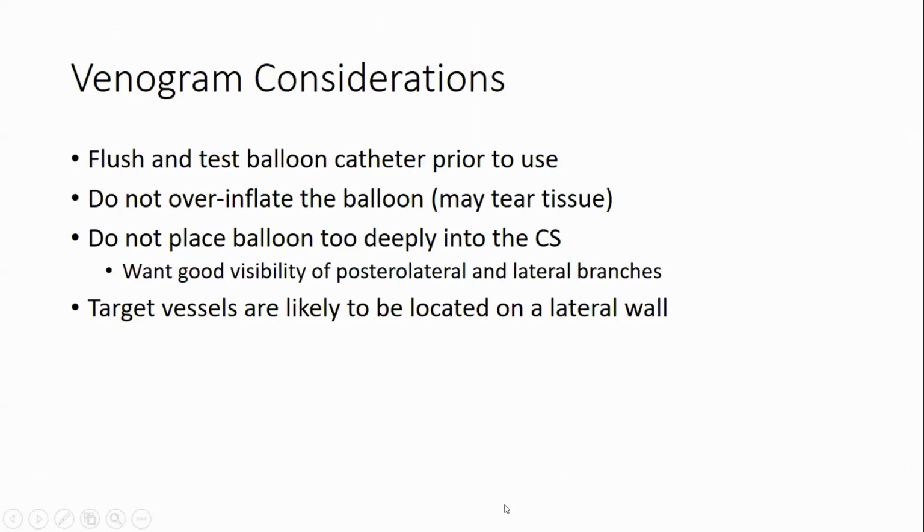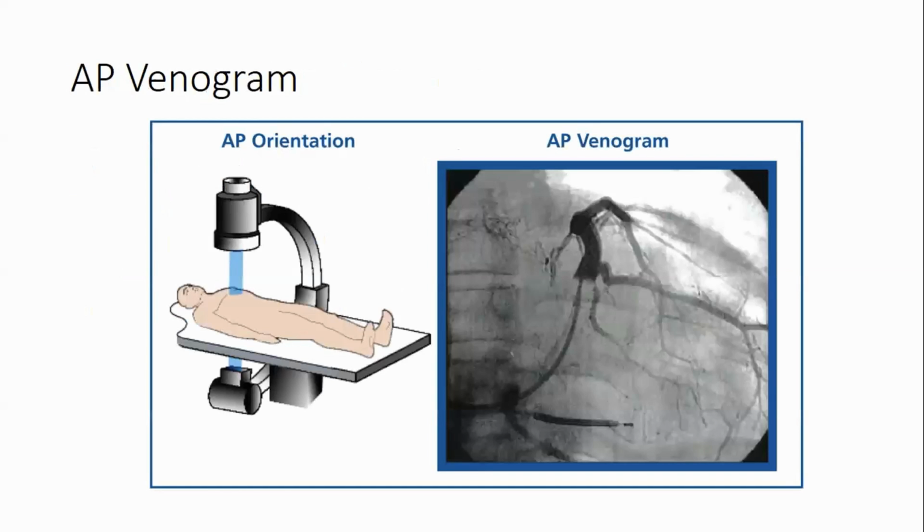So this is the standard, and ideally, you should do the venogram in two views, both the LAO view and either a PA or an RAO view, so you can see the different aspects of the anatomy. Some things we need to keep in mind is that obviously do not place the balloon too deeply into the coronary sinus because you also want visibility of the proximal branches as we discussed. And then be careful, do not overinflate because there's risk of causing damage to the coronary sinuses.